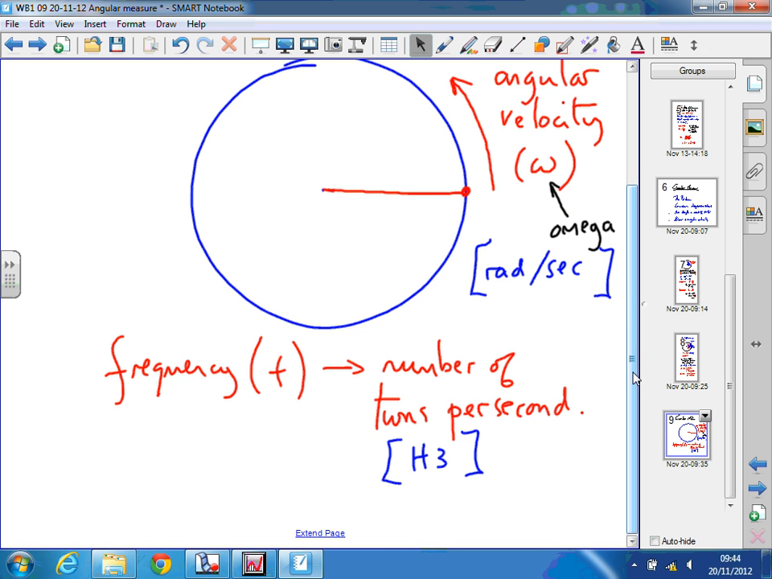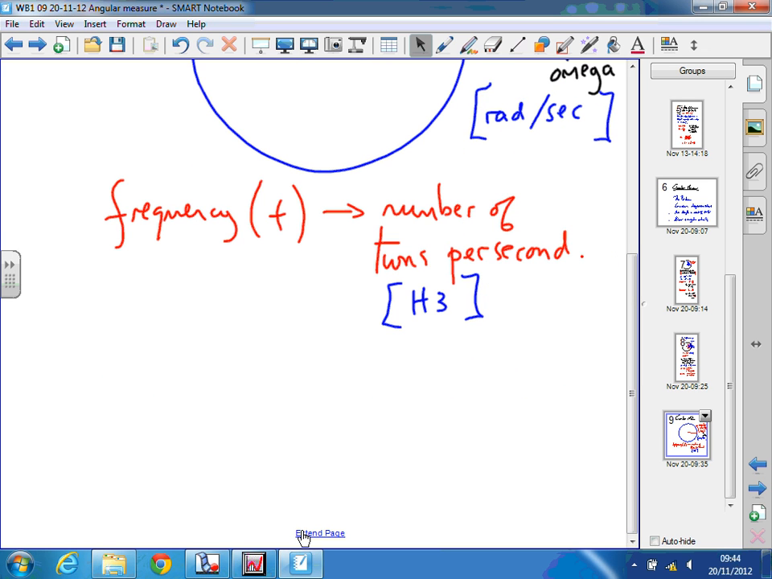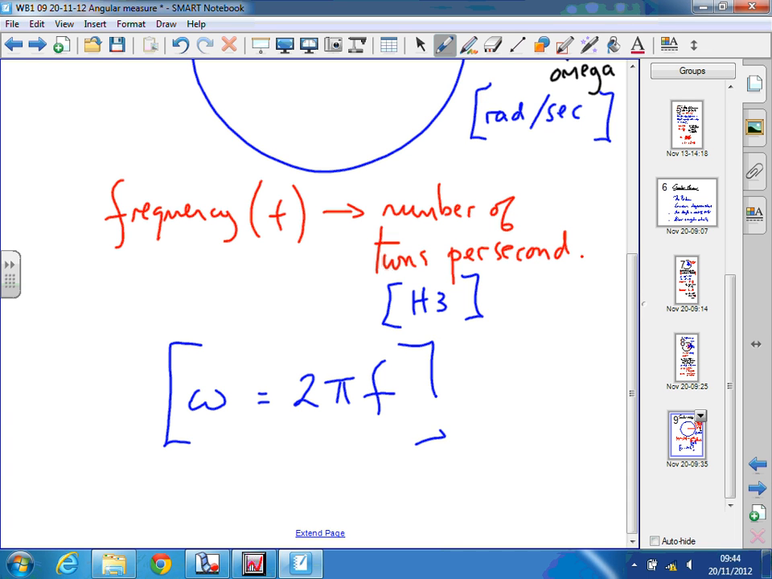The frequency. So if you think about it, the angular velocity is just 2 pi, which is 1 turn, multiplied by the number of turns per second, which is the frequency. So we have a formula that relates the angular velocity omega and the frequency. Omega equals 2 pi f. And that's a formula that you will use.